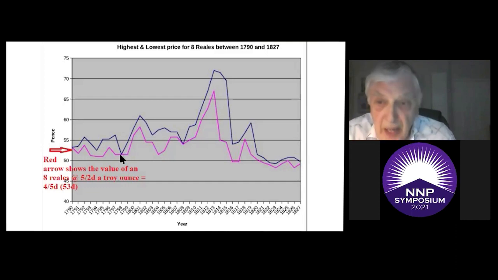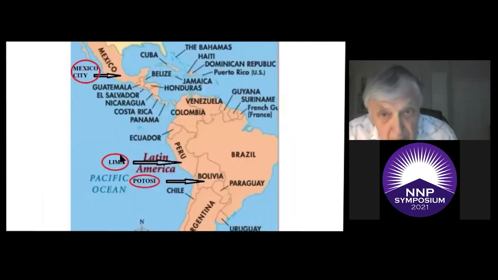What caused this rise in the cost of silver? It was not a shortage of silver. There were huge quantities of silver being mined by the Spanish in Mexico City, Potosi in Bolivia, and Lima in Peru. The price rise was mainly due to the high demand in Britain and the rest of Europe to pay soldiers, including foreign mercenaries, in wars in America and Europe, predominantly the Napoleonic Wars.